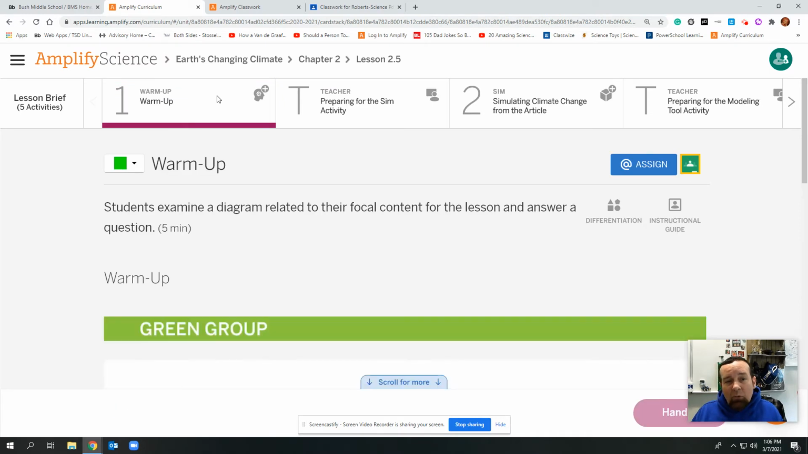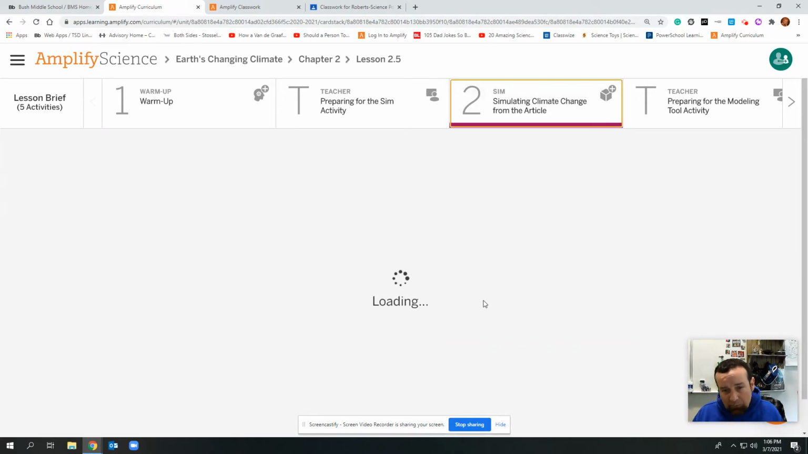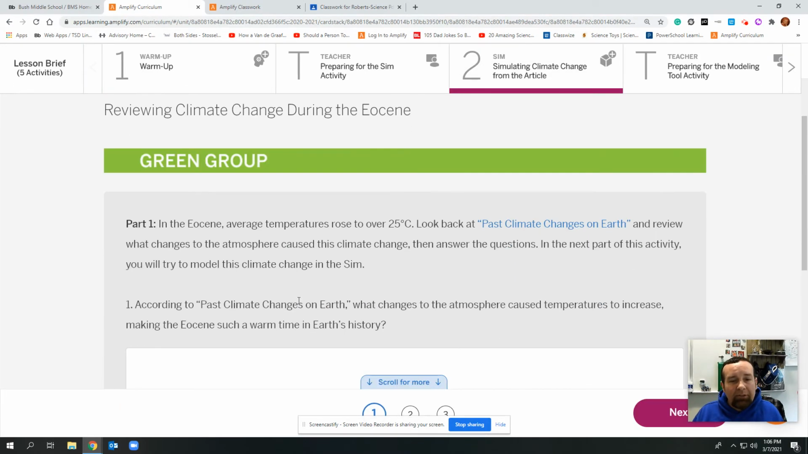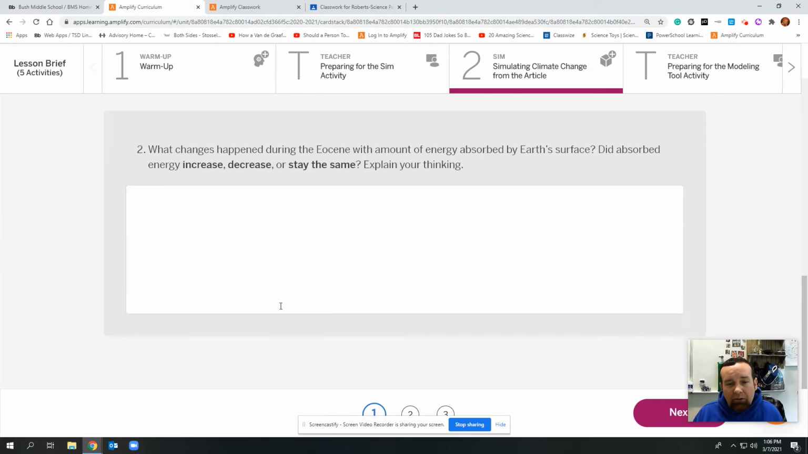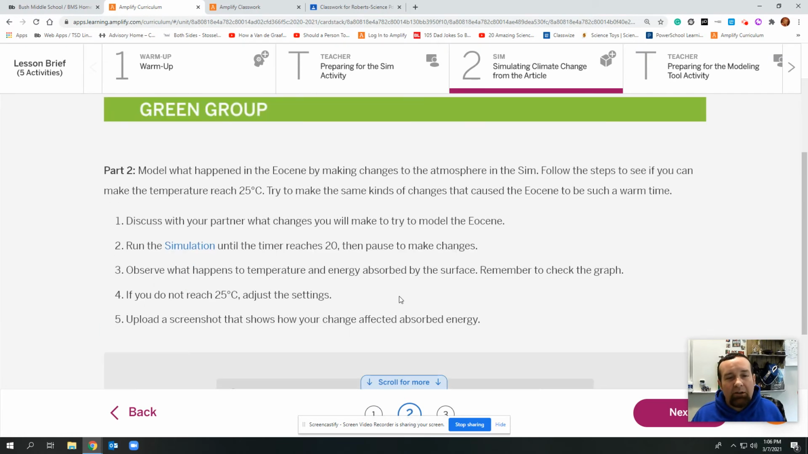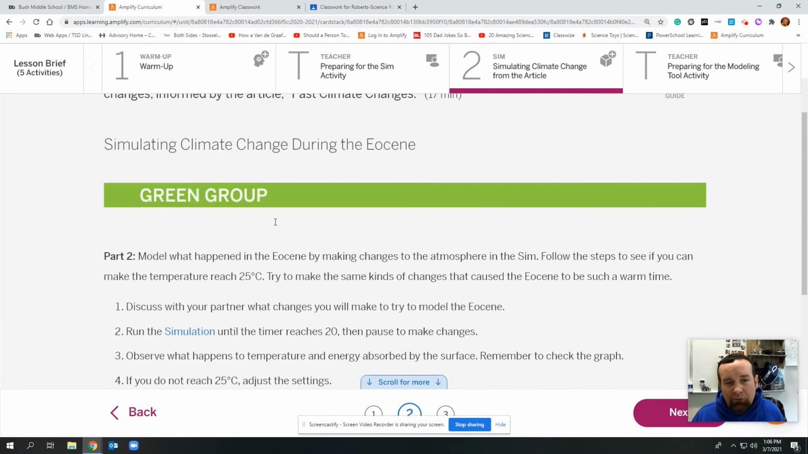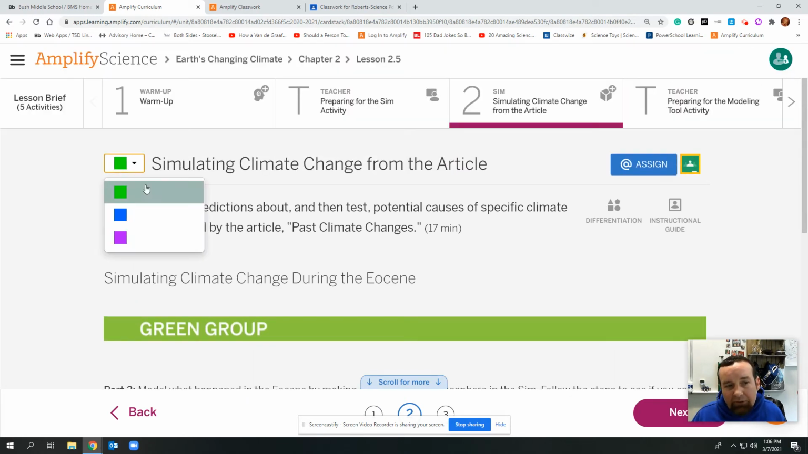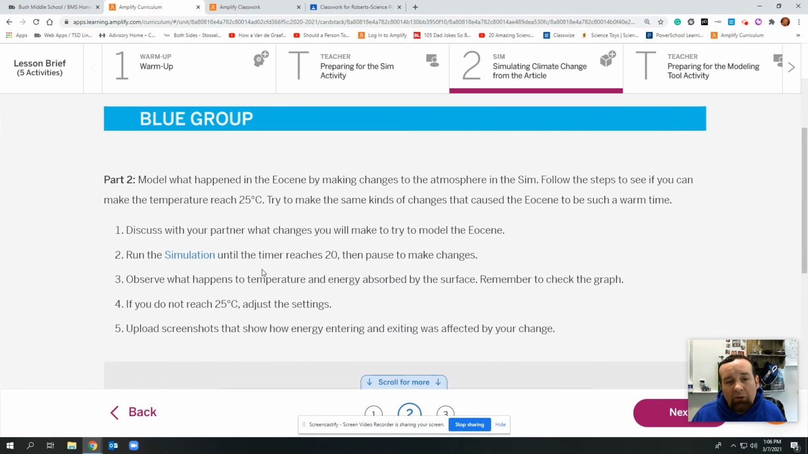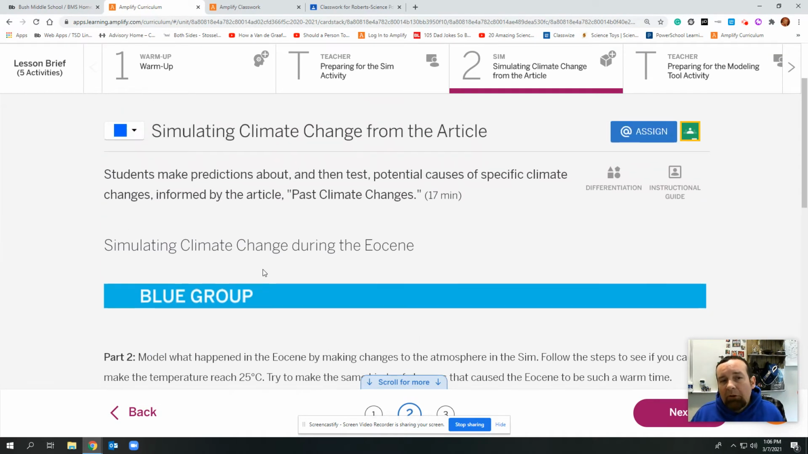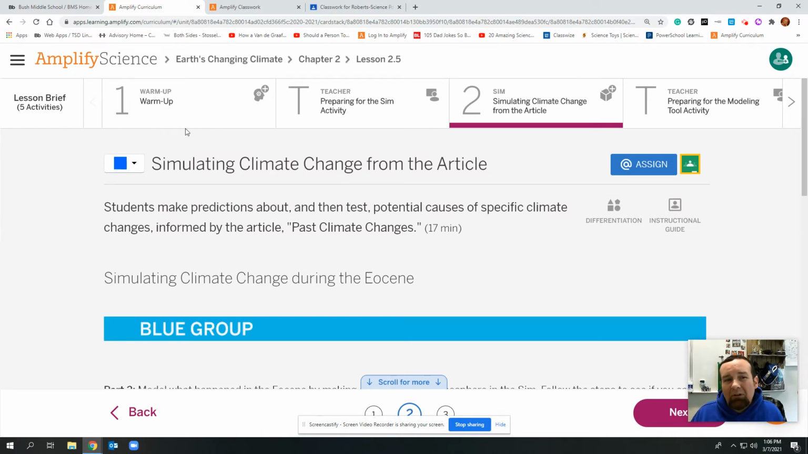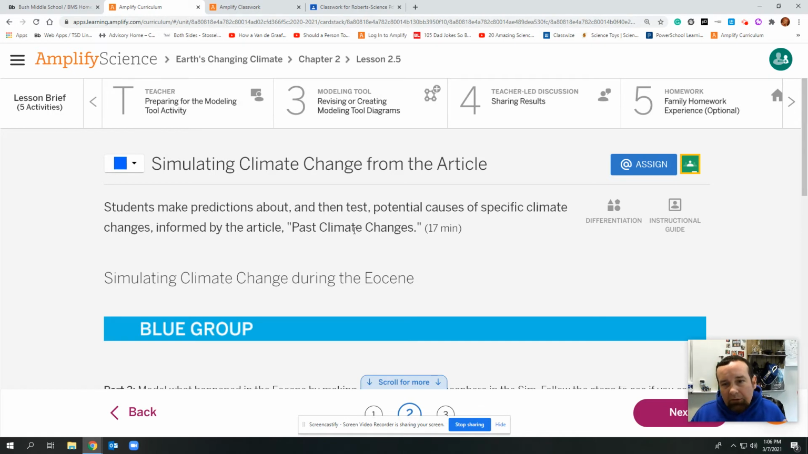You're going to do part one, the warm-up. And again, each one of these is going to be just a little bit different. When we get to the sim here, same thing. As you run the sim to complete these activities, actually, this is where the sim starts in part two. Notice it's going to be a little different for each group, depending on what you're doing. So I'm not going to take you through each of these. You've already been kind of assigned into the group that is important.